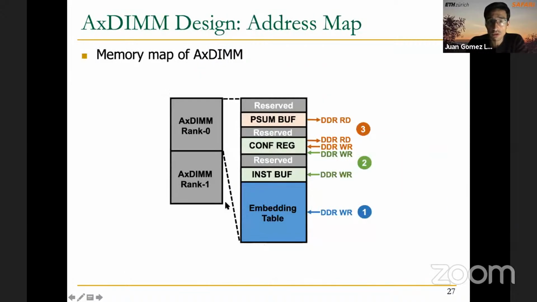And all of this is possible thanks to the address map, or memory map, of AxDIMM. So all these registers, the PIM buffer, the configuration register, and the instruction buffer are mapped to memory and they are accessed by the host as if they were addresses in the DRAM ranks. Actually, as you can see, this bottom part of the address map corresponds to the ranks themselves where the embedding tables are going to be stored.